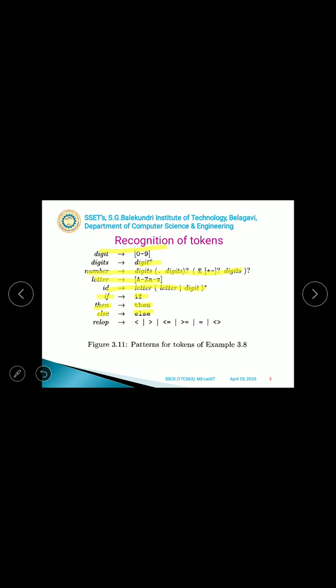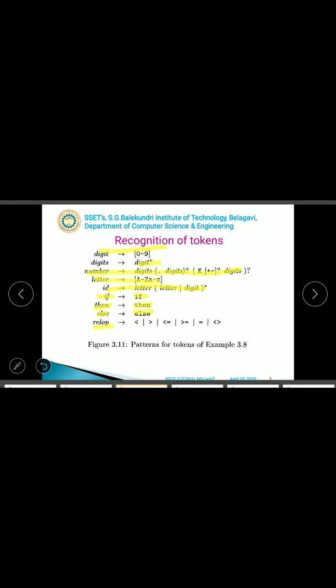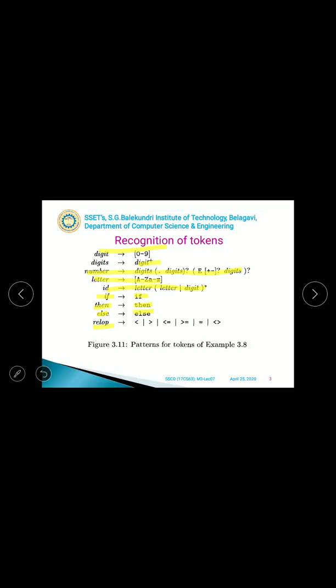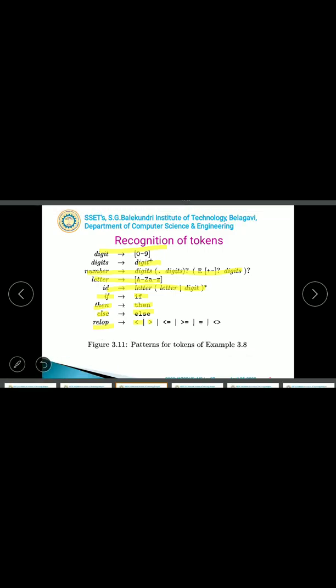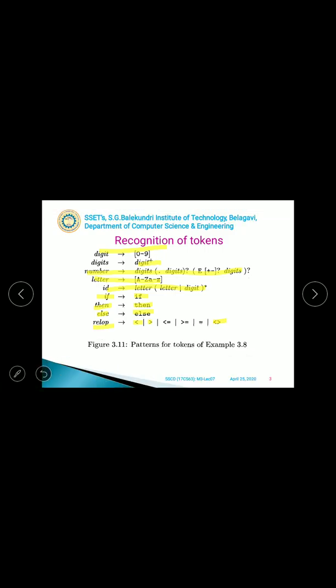And after that we have here some relational operators. This could be either less than, or greater than, or something called not equal, like that. So whenever your lexical analyzer recognizes a certain lexeme when it matches a certain pattern, then what type of token it is going to recognize and what are its attributes, this is given in the next slide, in the table.